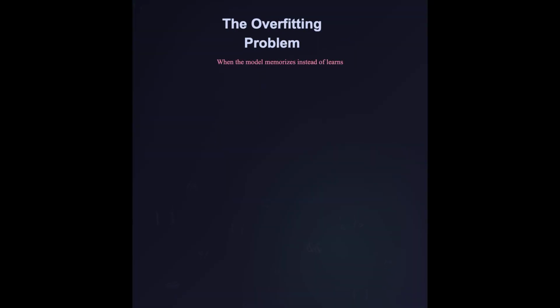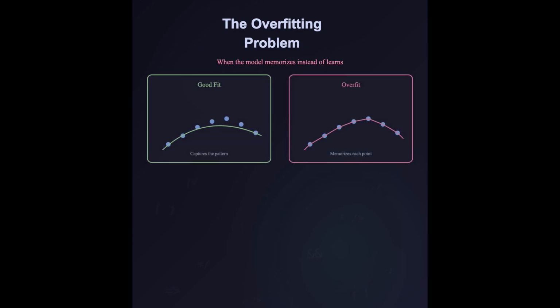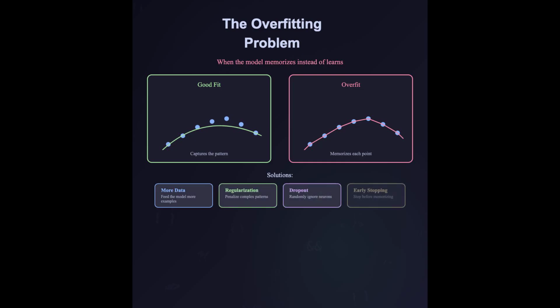Here's the biggest pitfall in training: overfitting. A model can memorize the training data perfectly but fail on new data. It learned the noise, not the patterns. This is overfitting. Great training performance, terrible real-world performance. How do we detect it? We split our data into training and validation sets. Train on one, test on the other. If training loss keeps dropping but validation loss starts rising, you're overfitting.